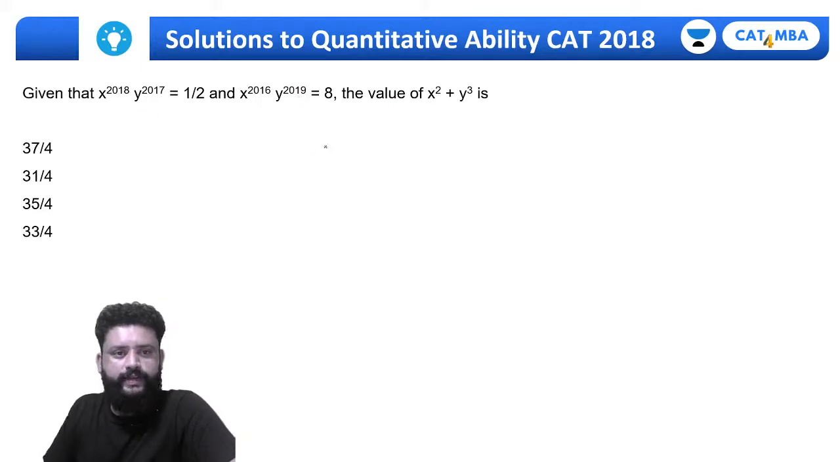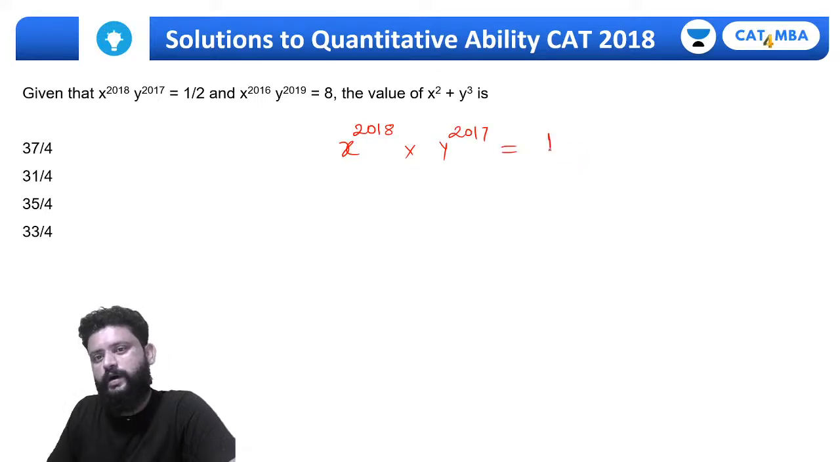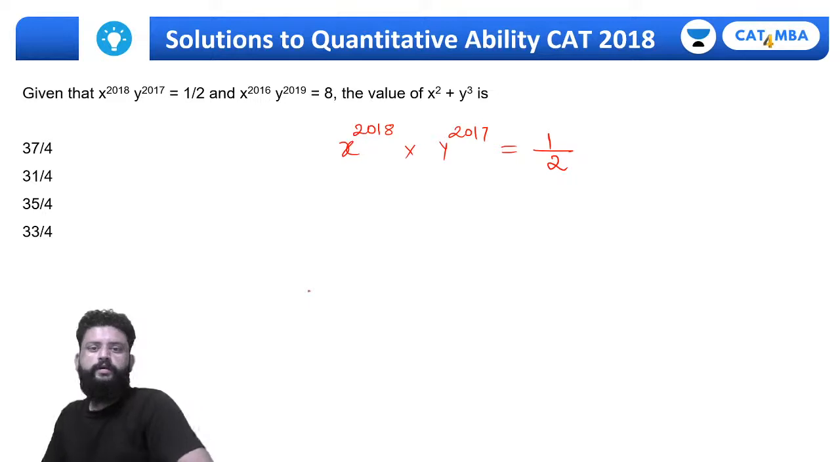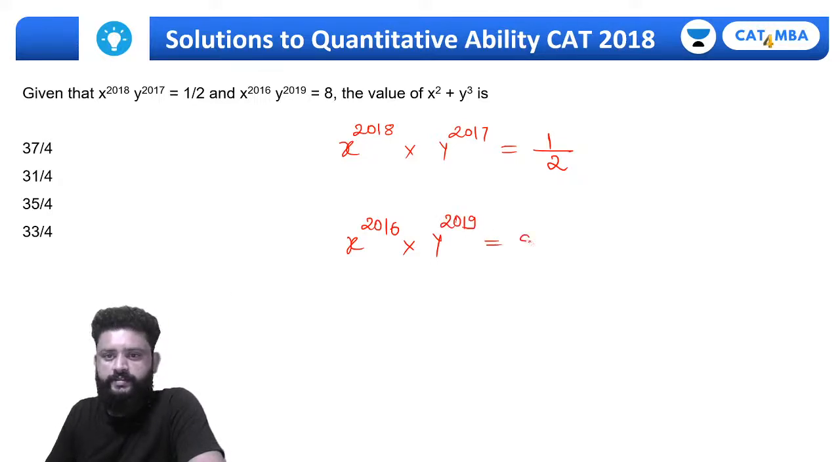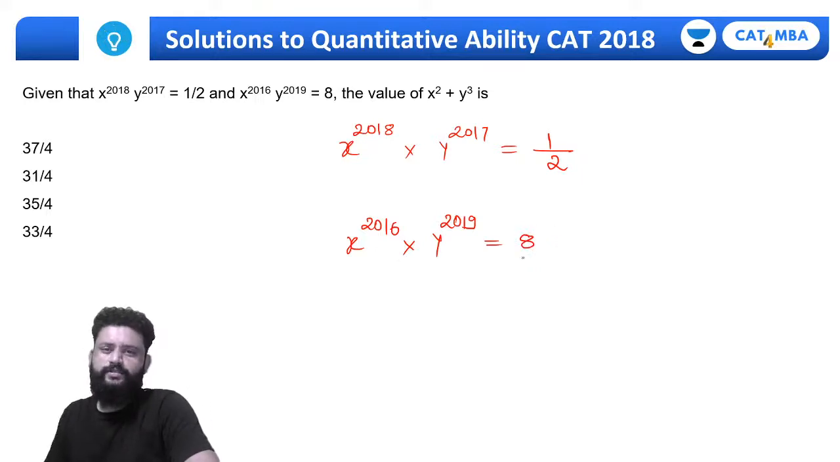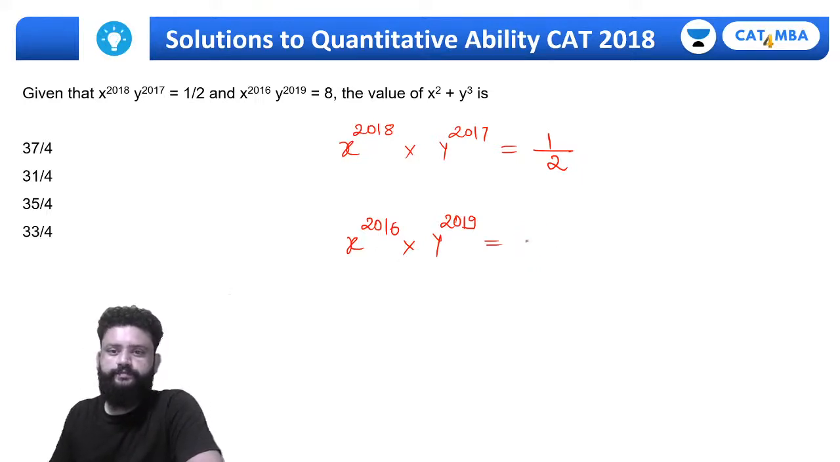Okay, so what we know is x to the power 2018 into y to the power 2017 is 1 by, right? Next thing is x to the power 2016 into y to the power 2019. So basically this is 2 to the power, this is 2 cube.